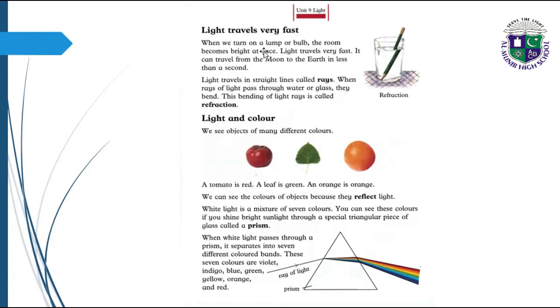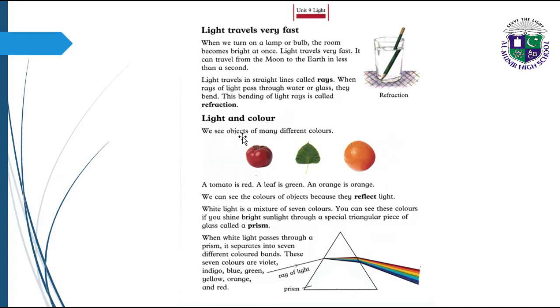Light travels very fast. When we turn on a lamp or bulb, the room becomes bright at once. It can travel from the moon to the earth in less than a second. Light travels in straight lines called rays. When rays of light pass through water or glass, they bend. This bending of light rays is called refraction.